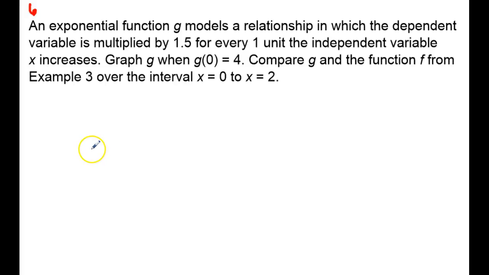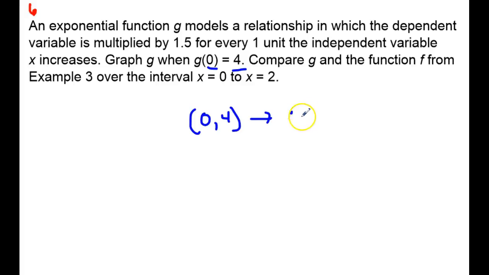So the first thing I want to do is find some points. If I know that 0, 4 is 1 point, because I'm told that, I want to find a couple points to the left and then a couple of points to the right. So I know that for every point to the right, I'm going to multiply by 1.5.